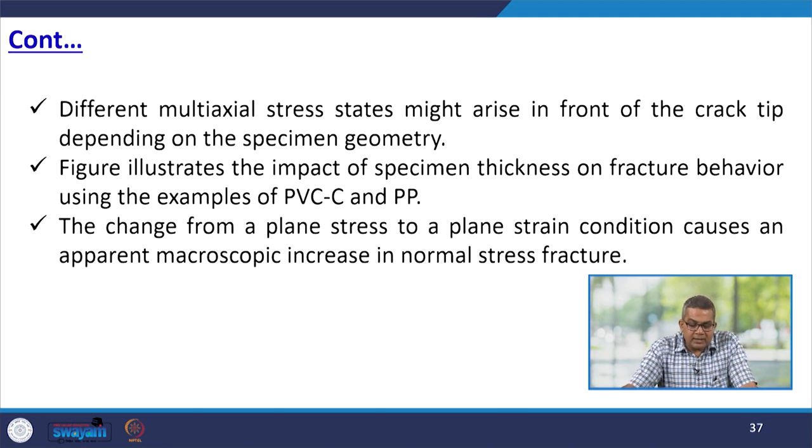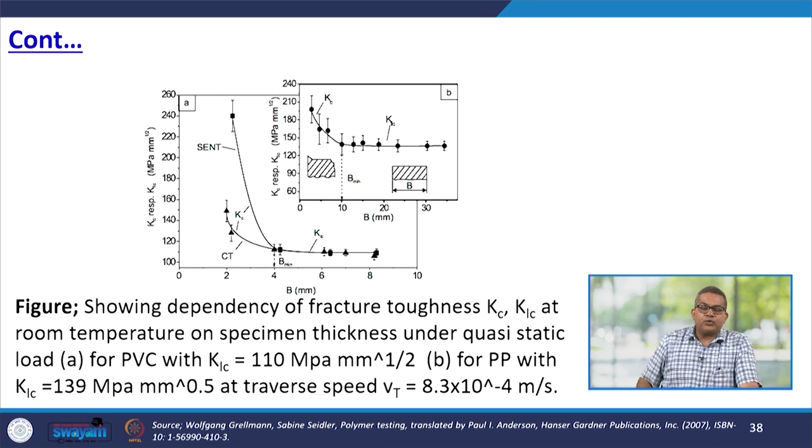Now, different multi-axial stresses might arise in front of the crack tip depending on the specimen geometry. This particular figure illustrates the impact of specimen thickness on fracture behavior using the example of PVC and PP. The change from plane stress to plane strain condition causes an apparent macroscopic increase in normal stress fracture. Now, this is the figure showing the dependency of the fracture toughness KIC at room temperature on specimen thickness under quasi-static load for PVC. The certain values of KIC are given, so you can evaluate the things accordingly.